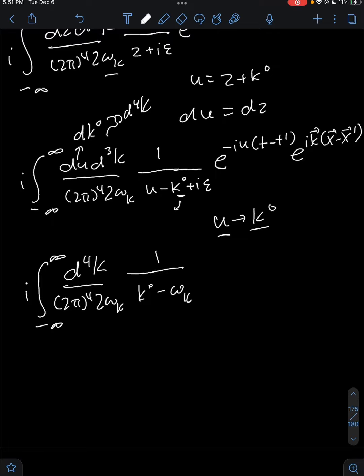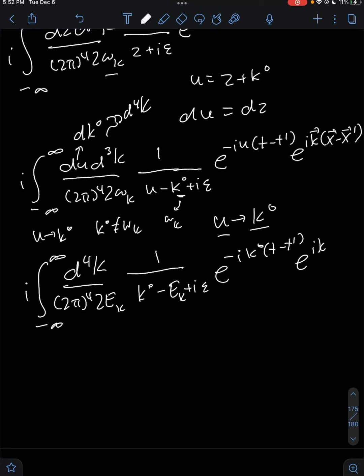And this was already omega k, but in this case, k naught no longer equals omega k if we are just going to call u k naught. So we're going to have k naught minus omega k plus i epsilon. And to make it even more clear that omega k is the energy, let's just call that Ek. Then plus i epsilon, and then times e to the minus i k naught (t minus t prime).